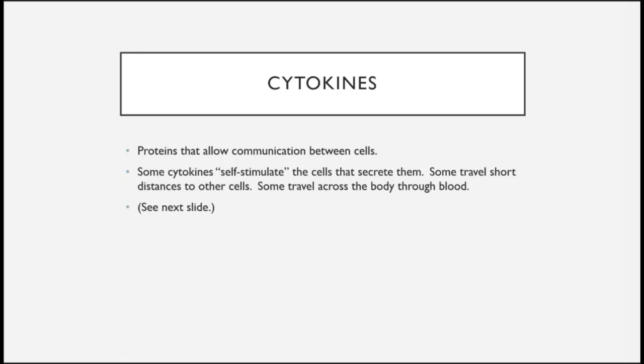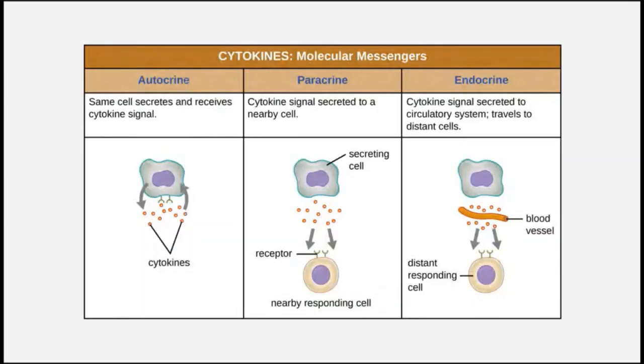Other cytokines can travel short distances to other cells, and some travel across the body through the blood. So here are those three different types of cytokines. The autocrine cytokines stimulate the same cell that secretes them. The paracrines send signals to nearby cells, and the endocrines send messages that travel greater distances throughout the circulatory system.